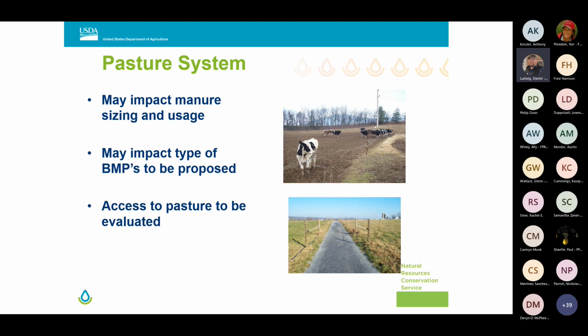Okay, and the biggest thing is that interface. We call this the interface between the headquarters and the access to pasture. How are the animals going to get out there? What practices are needed?